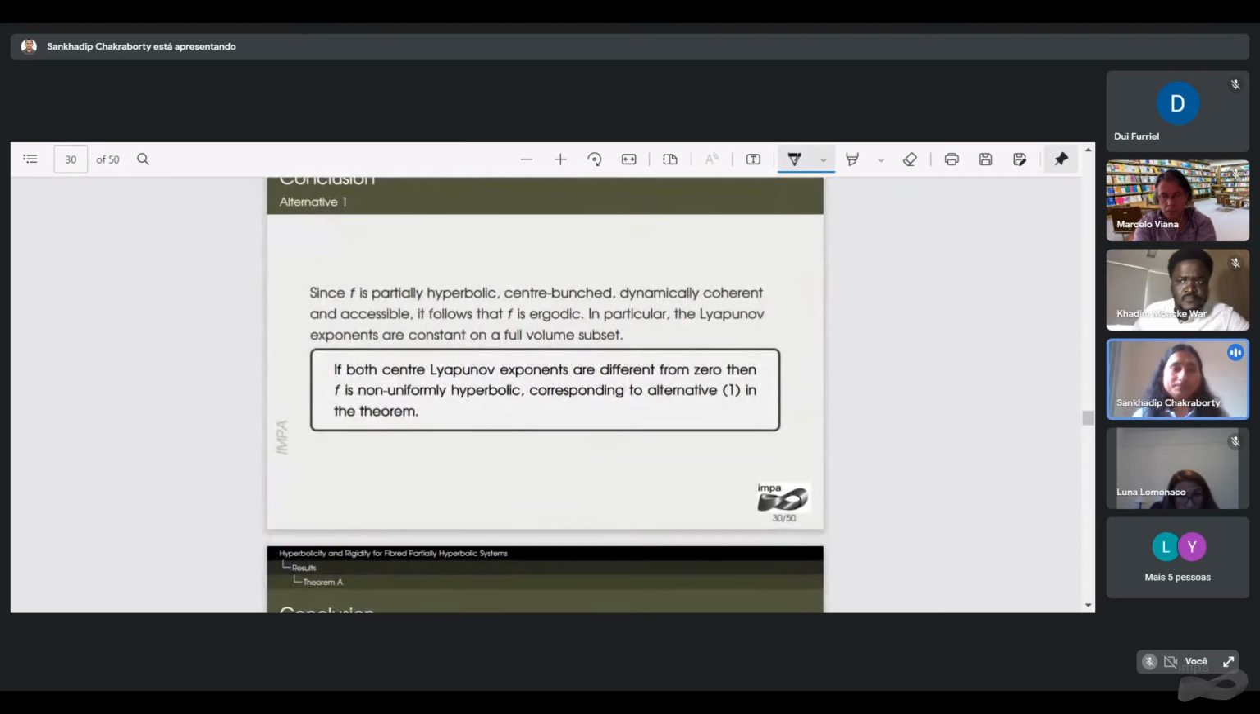Now, alternative 1. Since F is partially hyperbolic, center bunched, dynamically coherent, and accessible, it follows that F is ergodic. By the way, the center bunching property is also stable under perturbations. In particular, the Lyapunov exponents are constant on a full volume subset. If now we restrict our attention to the center Lyapunov exponents.